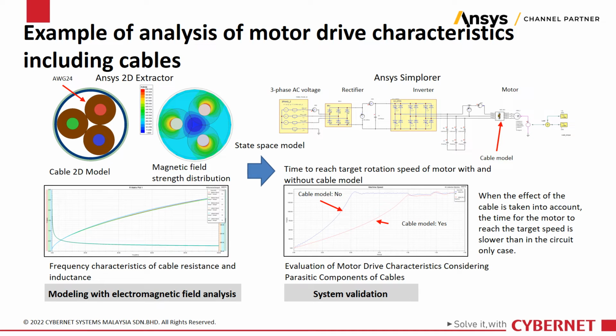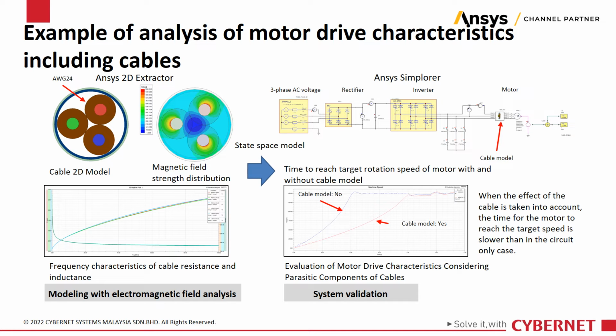Here is an example of analysis of motor drive characteristics including cables. Using Ansys 2D Extractor, the frequency characteristics of the cable resistance, inductance, and capacitance are modeled by electromagnetic field analysis of the cross-sectional shape of the cable, as shown in the lower left of the slide, and combined with system analysis in Ansys Simplorer as a state space model to evaluate motor drive characteristics considering parasitic components of the cable.